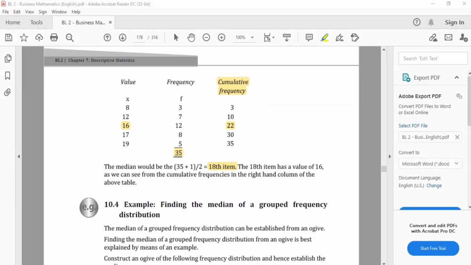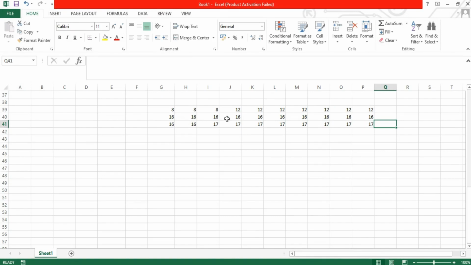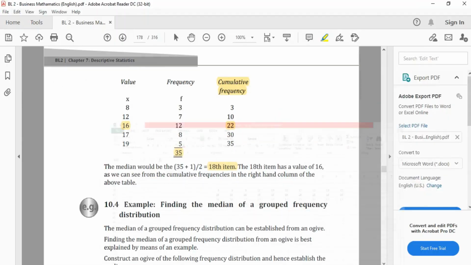And 16 has come 12 times. 16, 16, and so on up to 7, 8, 9, 10, 11, 12. And 17 came 8 times. Let me show you. With this you will totally understand everything. 8 times. Then 19 came 5 times. 1, 2, 3, 4, and 5 times. Now, easy like a game. Okay.